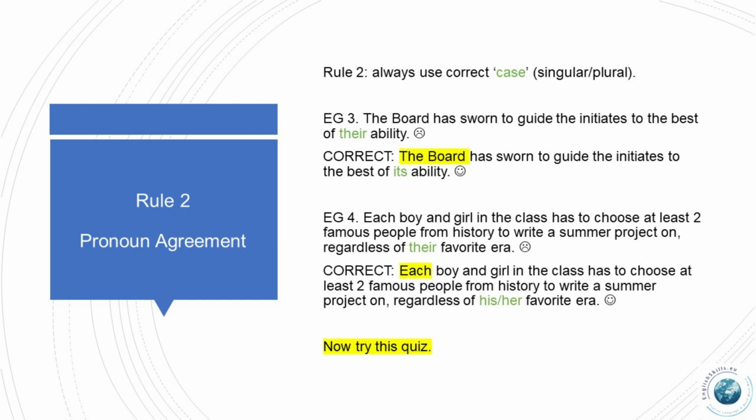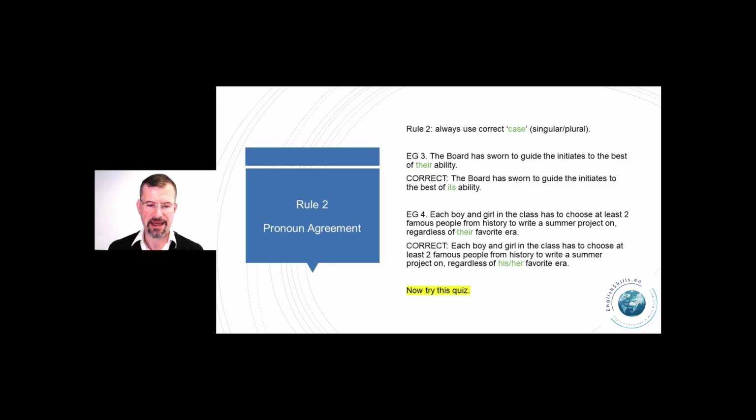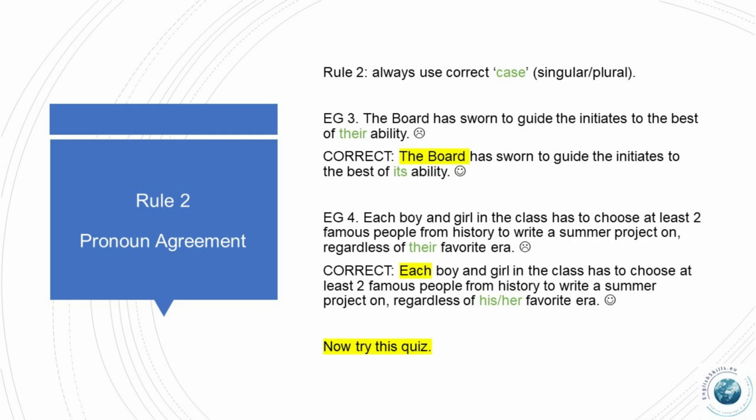Rule 2, always use correct case, singular or plural. So here we go. Example 3, the board has sworn to guide the initiates to the best of their ability. Now, a lot of people again will say, yeah, but the board has many members and you know what we mean when we say there, we're referring to the board. Well, actually the board is a collection acting as a singular entity. Hence, in this sentence, it should be it. The board has sworn to guide the initiates to the best of its ability. All right, so just think about that if you need to.